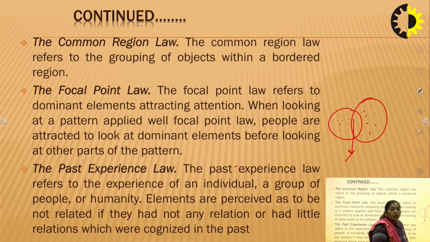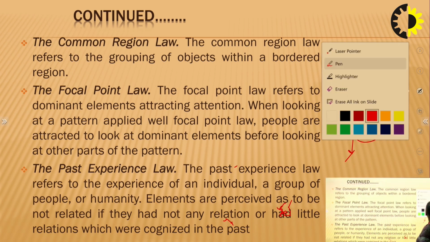Now, focal point law. The focal point law refers to the dominant elements attracting the attention, the element that is highlighted. When a pattern applies the focal point law well, people are attracted to look at the dominant elements before looking at the other parts. Next is the past experience law. The past experience law refers to the experience of an individual, a group of people, or humanity. Elements are perceived as not related if they had no relation or little relation, as cognized in the past.